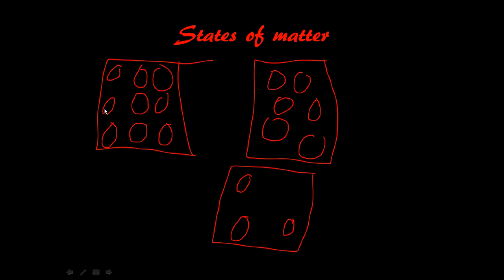Okay. So this is a solid, this is a liquid, and this is a gas. Now solids have a definite shape, they occupy a definite volume, and since the particles are already very close to each other, solids are incompressible, they cannot be made further smaller.